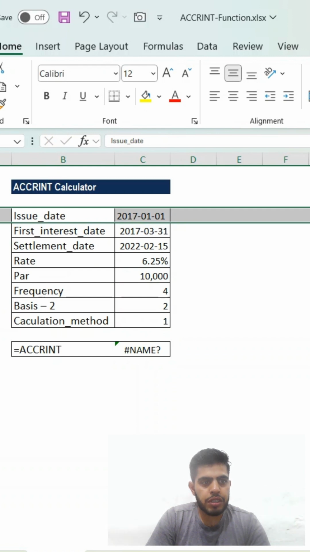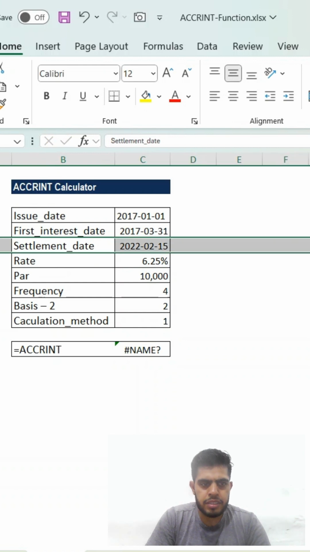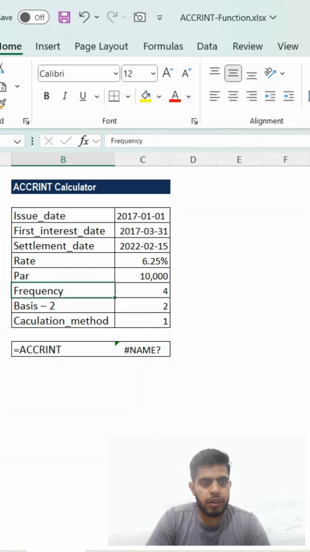So in front of you, we have taken the example of a security where the issue date was 1st of Jan 2027, the first interest date was 31st March, the settlement date is this, the rate of interest is this, and the par value of this security is this, and the frequency of paying interest is 4. When I'm saying 4, this means it's a quarterly frequency. And on the rest of the two parameters, we'll see at a later stage when we see the syntax of this formula.